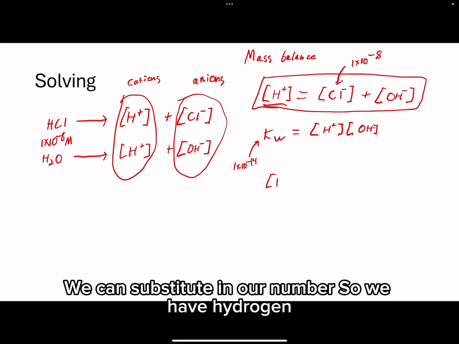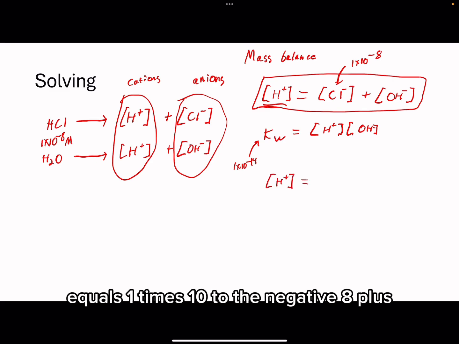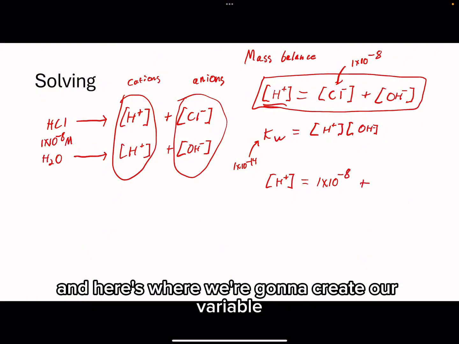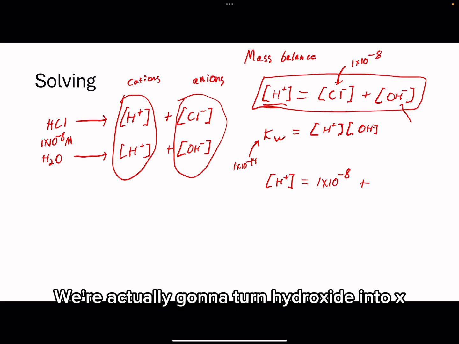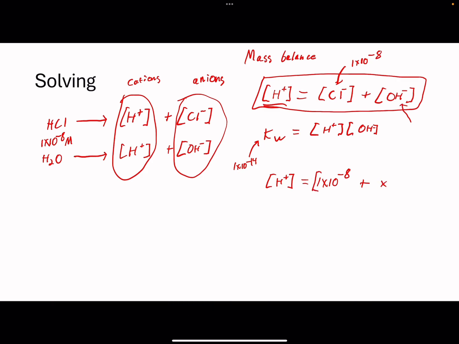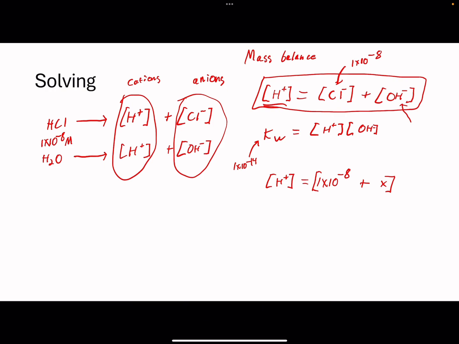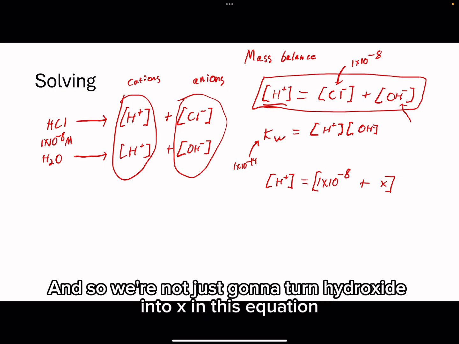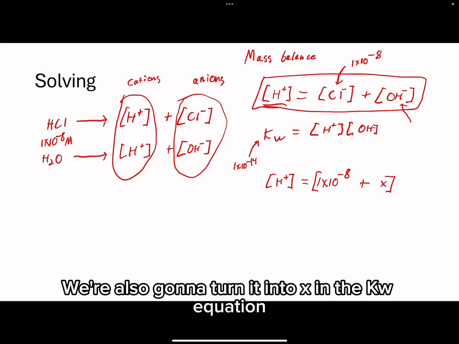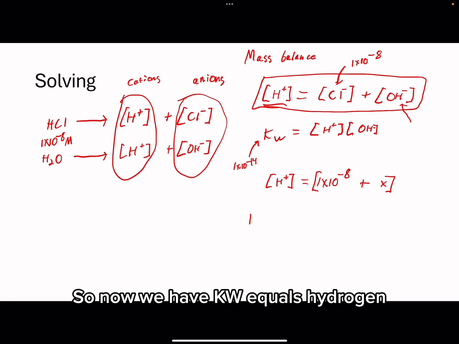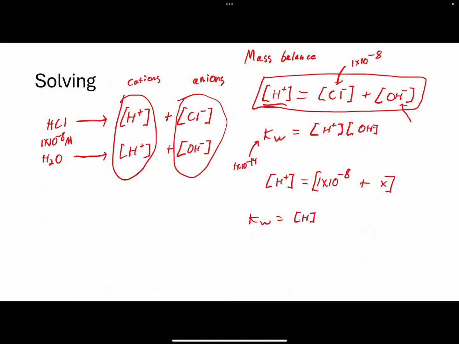So we have hydrogen equals 1 times 10 to the negative 8 plus, and here's where we're going to create our variable. We're actually going to turn hydroxide into X. So now we have hydrogen equals 1 times 10 to the negative 8 plus X. And we're not just going to turn hydroxide into X in this equation. We're also going to turn it into X in the Kw equation. So now we have Kw equals hydrogen times X.